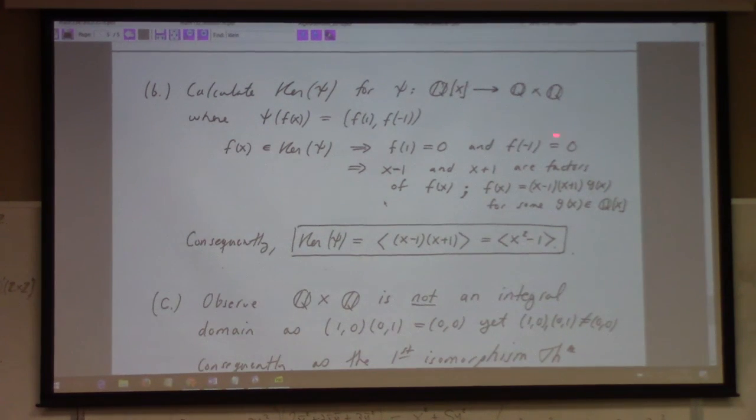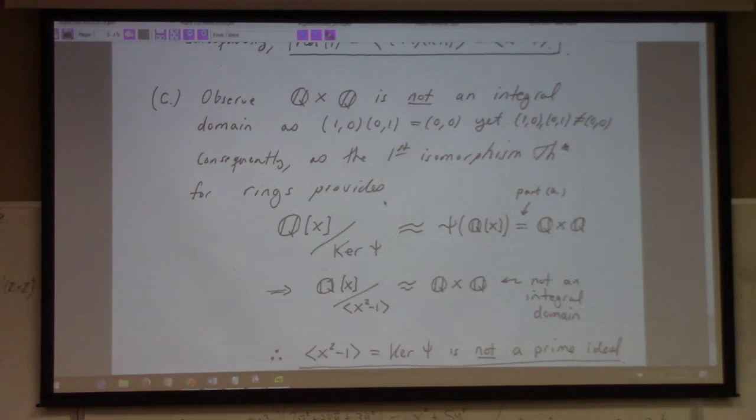This kernel, I was really looking for something a little bit more than just this is 0 and that 0. I mean, that's the start, but we can do better. These are polynomials over the rationals. So that means that x minus 1 and x plus 1 are factors. Consequently, the kernel is generated by x squared minus 1. No, this is not a prime ideal because Q cross Q is not an integral domain. It has zero divisors, in particular this one and more. So if it's got zero divisors, it's not an integral domain, and yet Q cross Q is isomorphic to the quotient of this. Consequently, that's not a prime ideal.